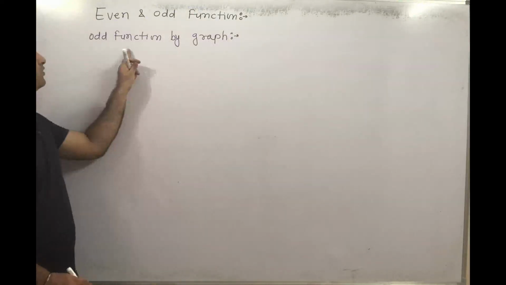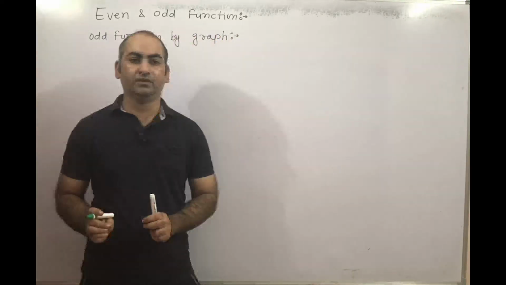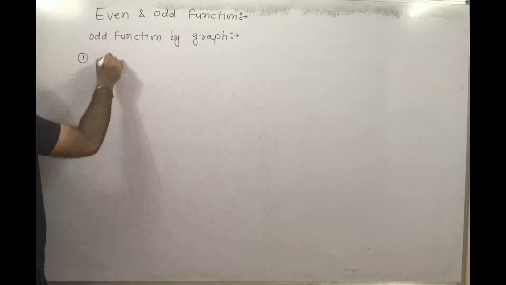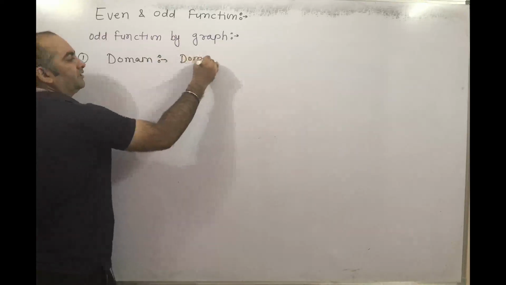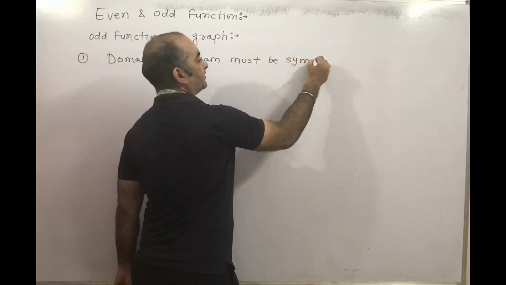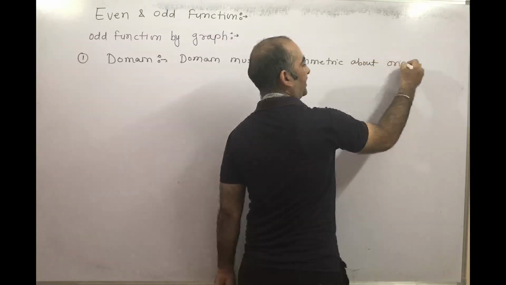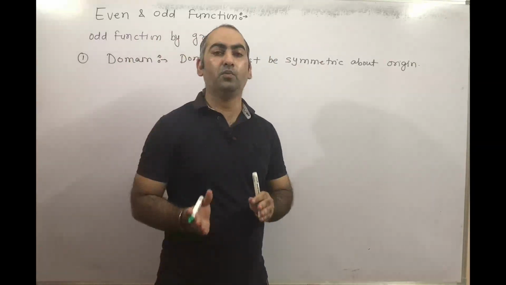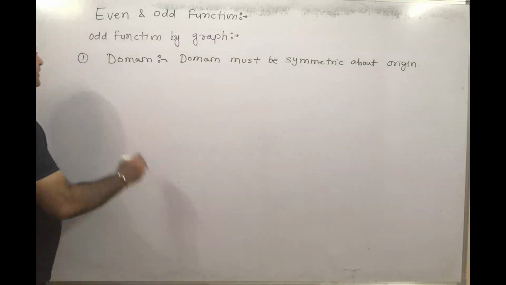Next we are discussing odd function by graph. If a function graph is given, then how to find out whether it is an odd function or not? For that we have to follow these points. First point is domain. Domain must be symmetric about origin. And we already know how to find domain by using graph. Domain is the projection of graph on x-axis. So domain should be symmetric about origin, that is first point.